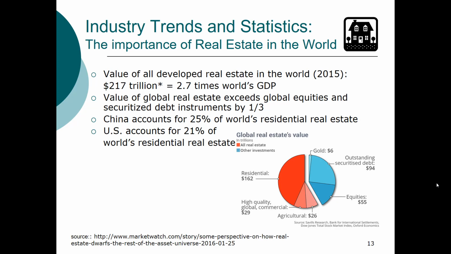Interestingly enough, China accounts for 25% of the world's residential real estate and the US for about 21%. For China, that number is not surprising, as China also makes up about 20% of the world's population. For the US, however, that number is quite high, as the US only has 5% of the world's population. On the commercial side, North America makes up about half the world's real estate value, while Europe makes up about a quarter.